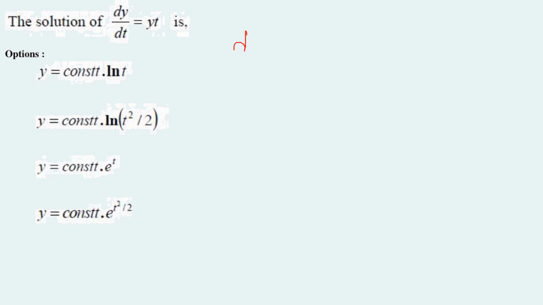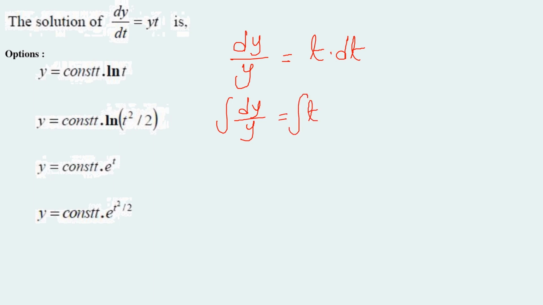We will get dy by y equals t times dt. Integrating both the sides yields the integration of dy by y equals the integration of t times dt. We know the integration of dy by y is ln y, which equals the integration of t times dt, which is t square by 2 plus c.